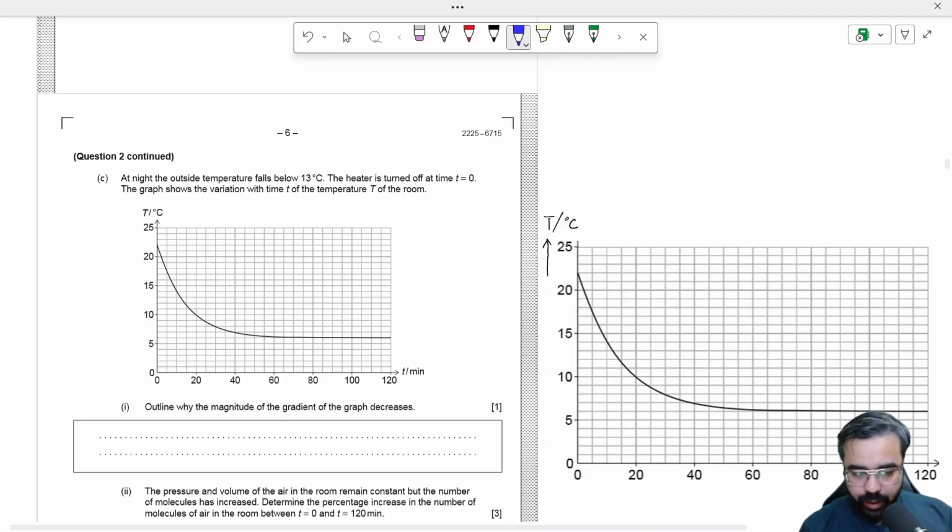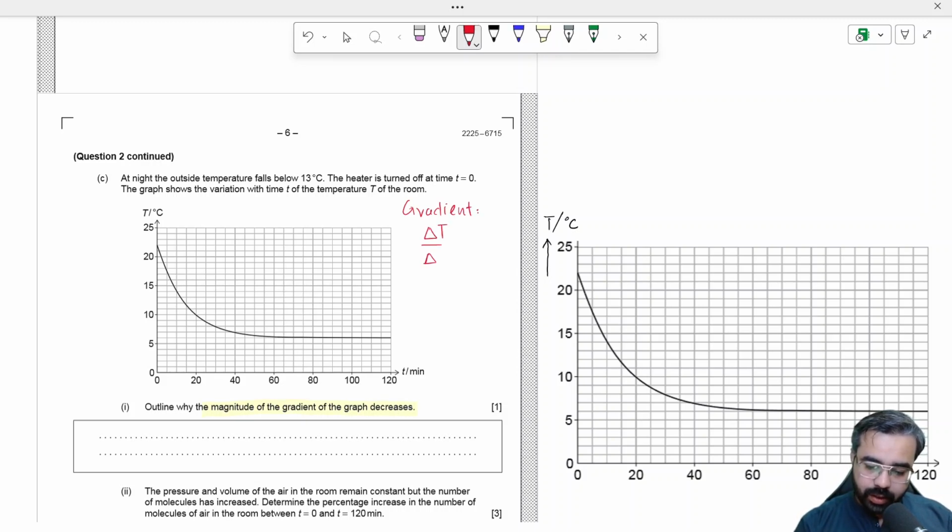So our question is, why does the magnitude of the gradient of this graph decrease? First of all, the gradient of this graph, dear students, is delta T over small delta t, meaning the rate of change of temperature with respect to time. That is the gradient. But the formula that I have written and that we used in a previous question was kA delta T over delta x. So this is a temperature gradient, but with respect to thickness. Now, remember one thing, that the thickness in this heat transfer is not going to change, and all the other factors are also constant.